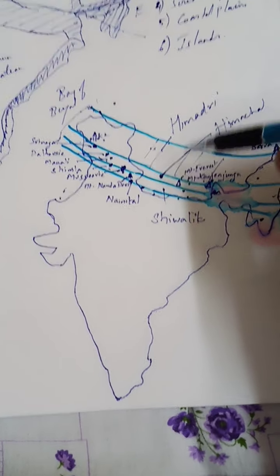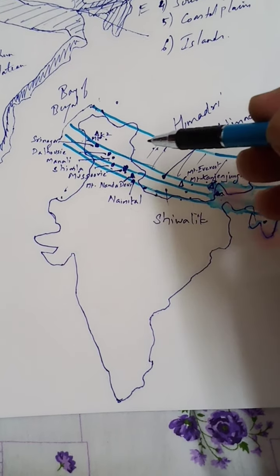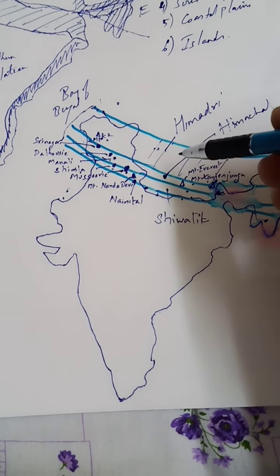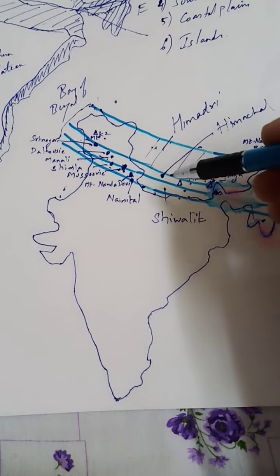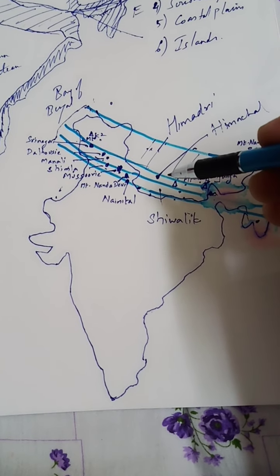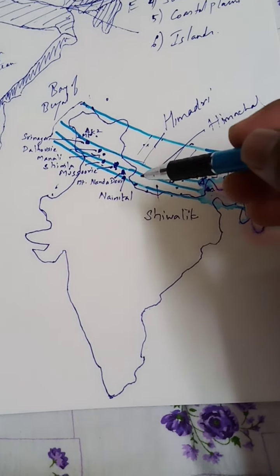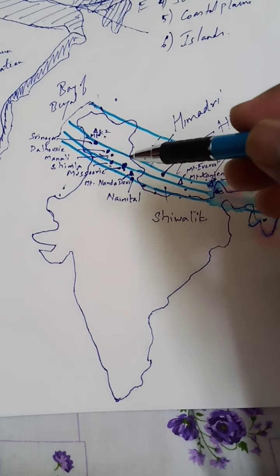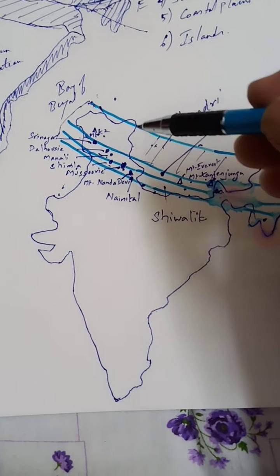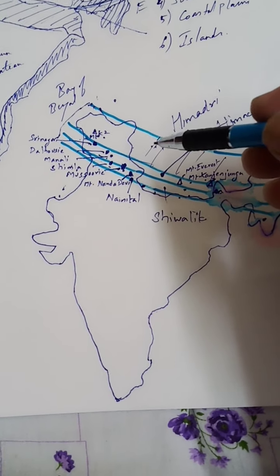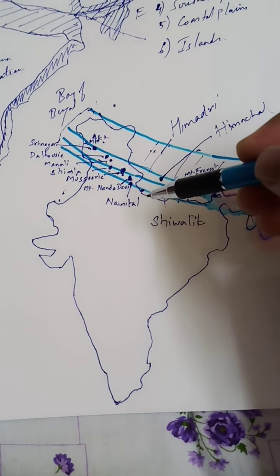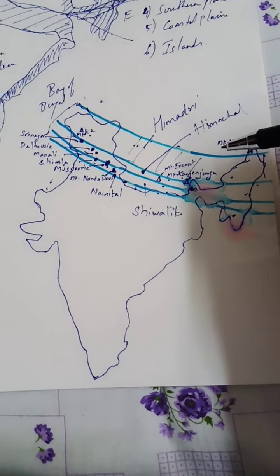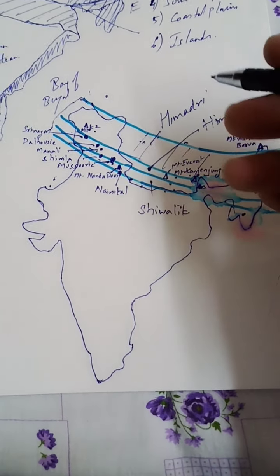vertically, that is north to south, and the parallel ranges named Himadri, which is having lofty peaks, Himachal, which is known for hill stations, and Shivalik, which is known for fertile soil area because it is made up of sedimentary rock. Because all the rivers coming from Himadri deposit all the minerals and valuable soils in this belt. This is what we discussed in the last class in detail, isn't it?